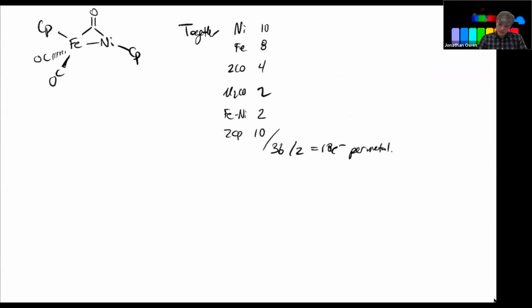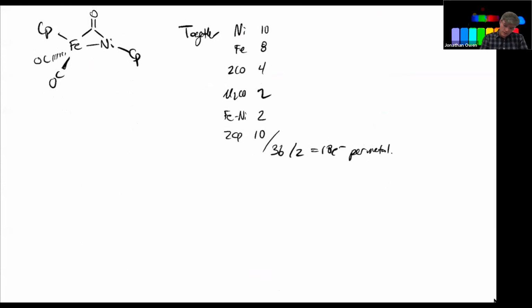Now let's count these guys separately. So we're going to do iron is 8. It has a CP ligand. That's 5. It has 2 terminal COs. That's 4. It has 1/2 of a mu2 CO, and that's like 1 electron from a metallo-ketone type of a picture. And then it has a nickel bonded, which we say is 1. We add these up and we get 19 electrons.